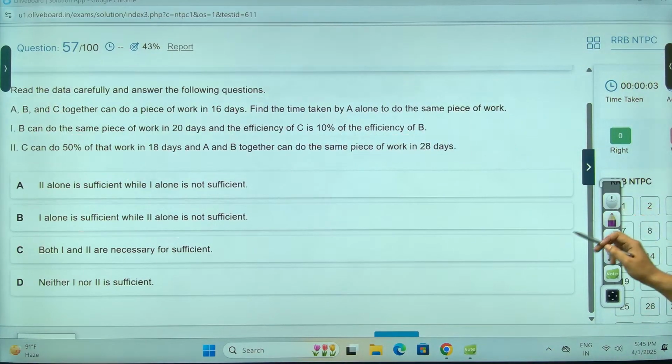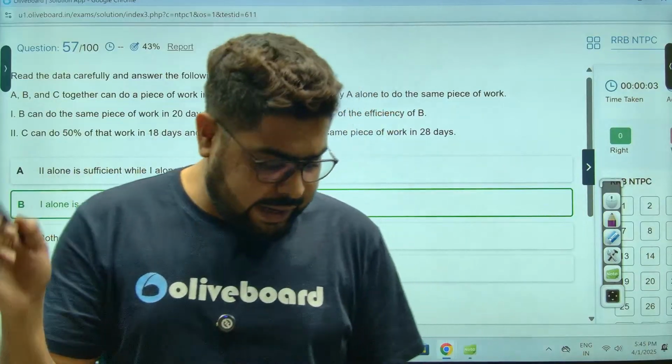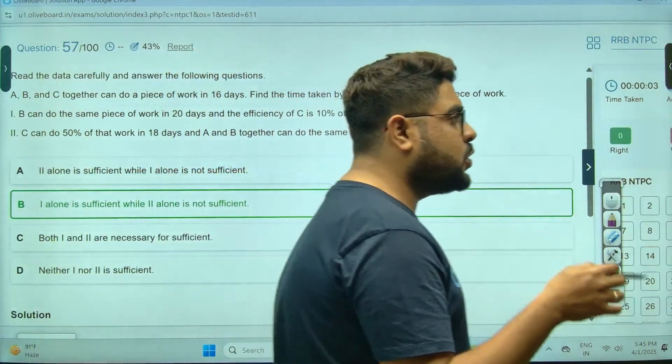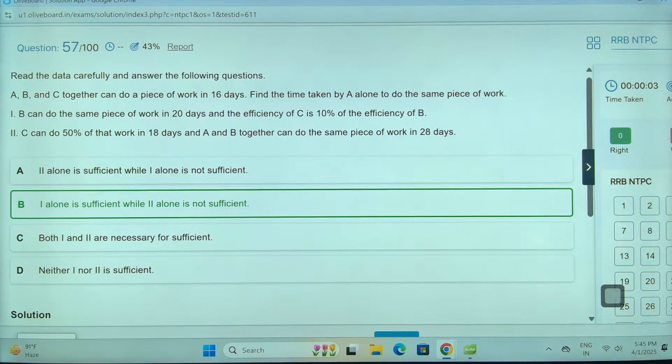Let's check, sir. Again, you understood. I don't need to solve. And again, I'll suggest, you guys also don't go for solving. Why solve, sir? Clear, sir?